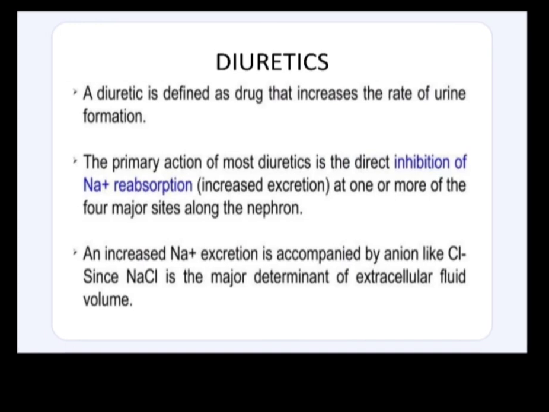First, we see the definition of diuretics. Diuretics are defined as drugs that increase the rate of urine formation. The primary action of most diuretics is the direct inhibition of sodium reabsorption to produce increased excretion and urine output, which is called diuresis. An increased sodium excretion is accompanied by an anion like Cl minus, since sodium chloride is the major determinant of the extracellular fluid volume.